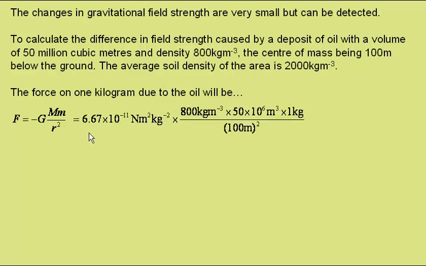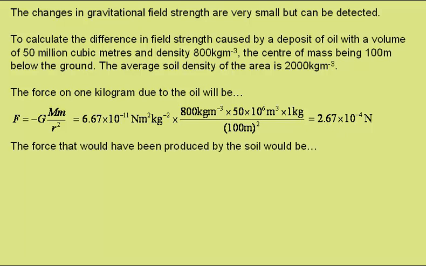Putting in the values, the gravitational constant, the mass of the oil I've got from the density multiplied by the volume. This is the mass of the 1 kilogram reference mass I'm using, over the separation of 100 meters to the centre of mass squared. This gives a force of 2.67 times 10 to the minus 4 newtons.